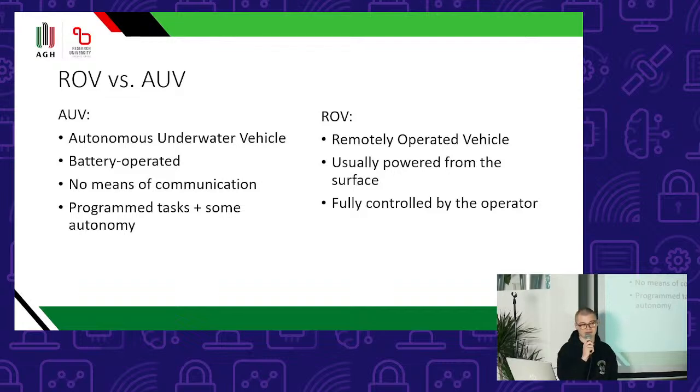Since they have some means of communication with the control station, there is also power supplied through a cable from the surface. So the ROVs don't suffer from the problem of AUVs, which is the limited battery capacity, because we have some PSU on the surface, and we can use them as long as we want.